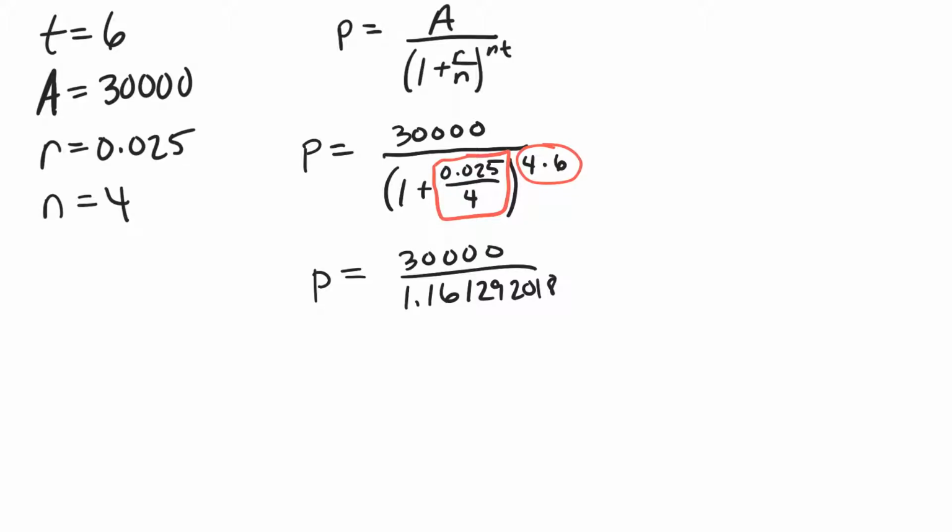And you should end up with P being equal to $25,833.30. That's where you should be there. And that's how you use the present value formula.